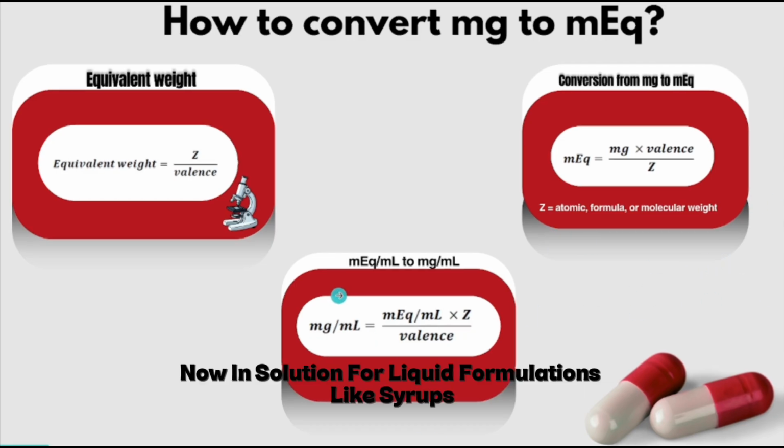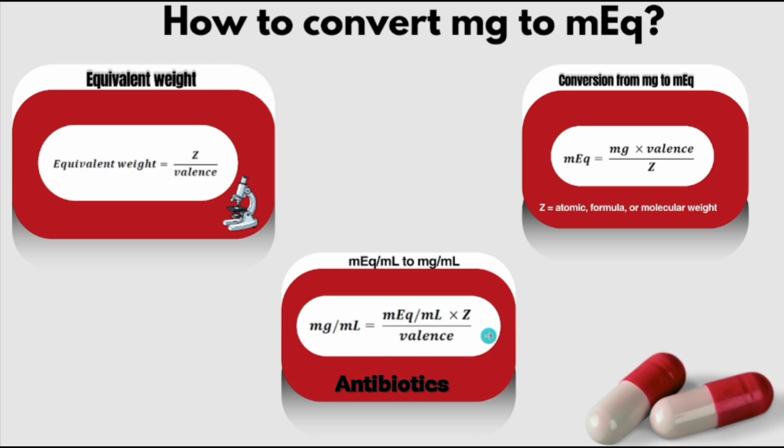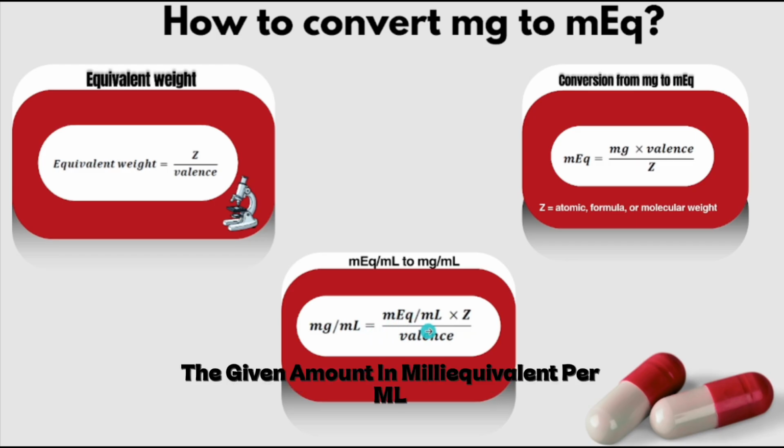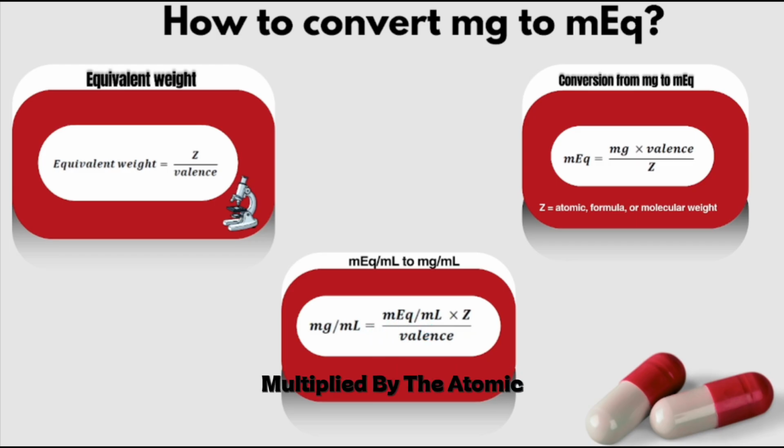given. Now in solution, for liquid formulations like syrups, antibiotics, intravenous infusion, IV fluids, we convert to milligram per ml using this formula: the given amount in milliequivalent per ml multiplied by the atomic mass divided by the valence.